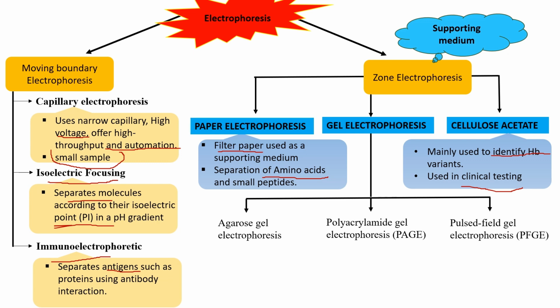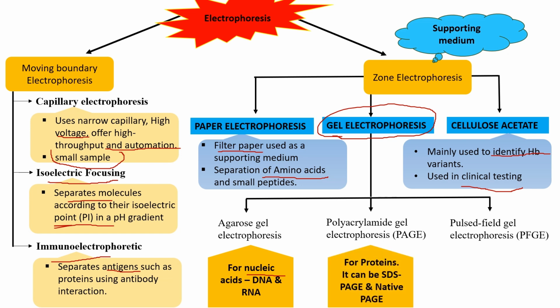Coming to gel electrophoresis, a very important electrophoretic technique that is used a lot nowadays. The first one is agarose gel electrophoresis, which is used to separate nucleic acids like DNA and RNA. And PAGE is preferably used for protein separation. For example, we can mention two types of PAGE, SDS PAGE and native PAGE. Based upon the protein structure you want to separate, you can choose either one. And pulsed field gel electrophoresis is used to separate large DNA molecules.